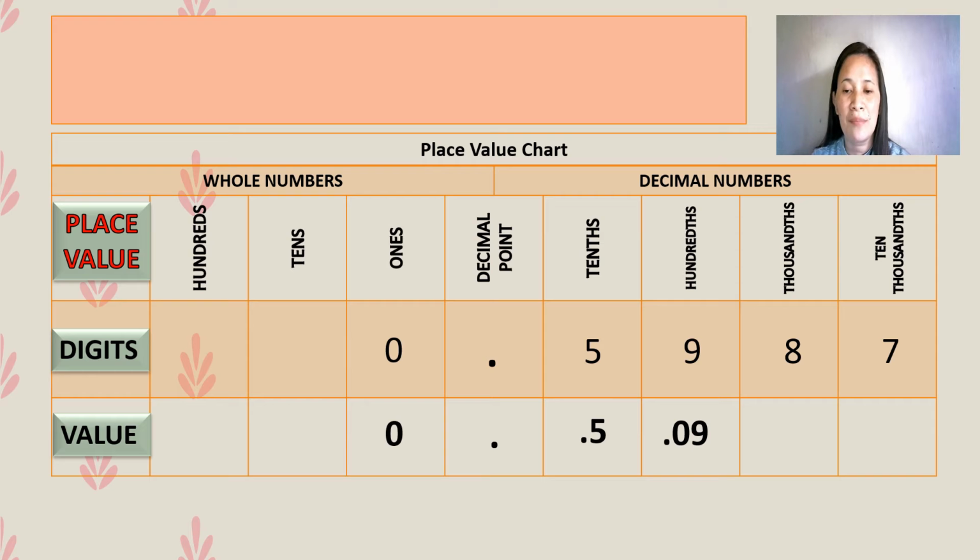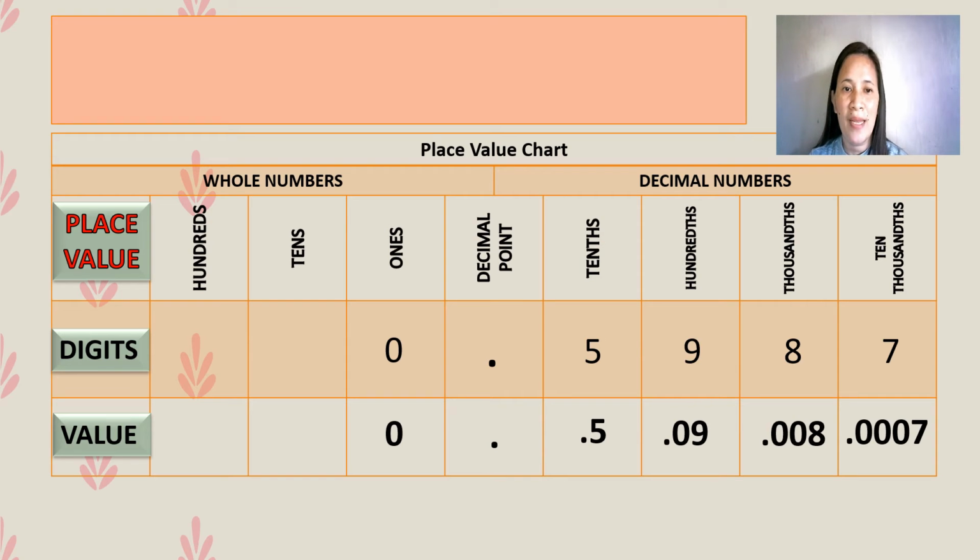Then, sa thousands, we have 3 zeros. So, dapat may tatlong digit din tayo sa ating value. So, yung unang 0 dyan, tens. Yung pangalawang 0 is hundreds. Yung pangatlong, yung 8 is thousands. So, that is 8 thousands. Then, we have 7 10,000. So, yung unang 0, tens. Pangalawa, hundreds. Yung pangatlo, thousands. Then, 7 is 10,000.